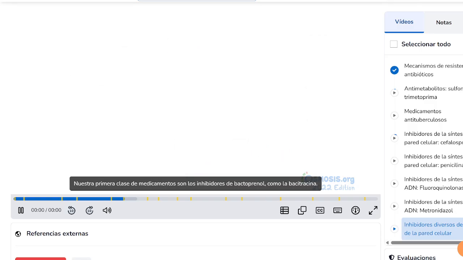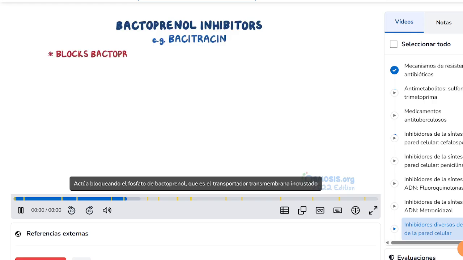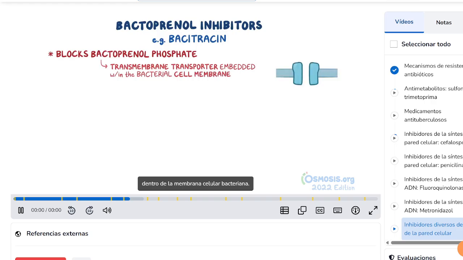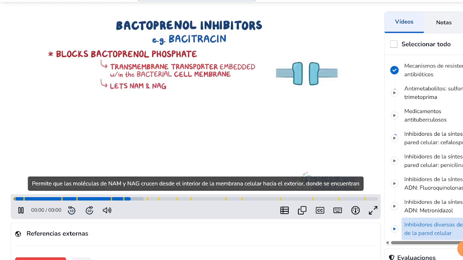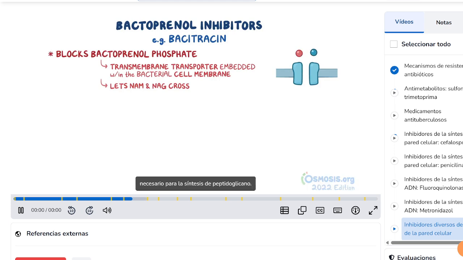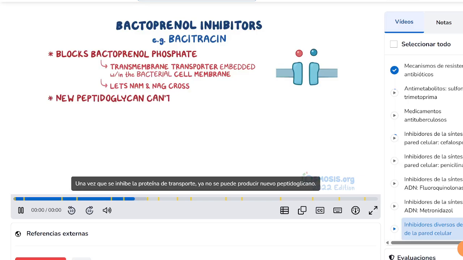Our first class of medication is the bactoperenol inhibitors, like bacitracin. It works by blocking bactoperenol phosphate, which is the transmembrane transporter embedded within the bacterial cell membrane. It lets NAM and NAG molecules cross from inside the cell membrane to the outside, where they're needed for the synthesis of peptidoglycan. Once the transport protein is inhibited, new peptidoglycan can no longer be made.